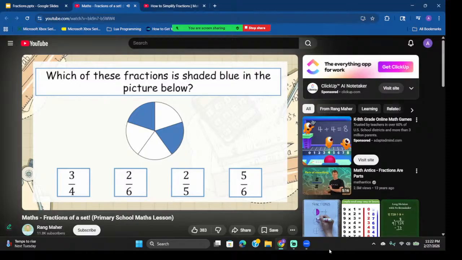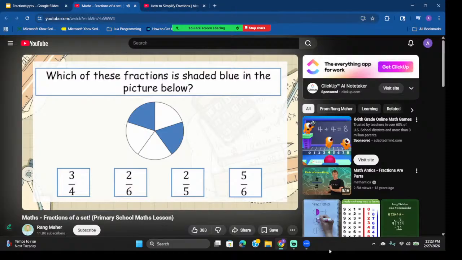Let's take a look at a different shape that's been shaded. Here we have a circle, and below there are 4 answers that could possibly be correct. Only one of them is right, though. Can you pause the video and see if you can figure out which of these fractions is shaded blue on the picture above? Remember, the top number in a fraction tells us how many shaded pieces there are. The bottom number tells us how many pieces there are altogether. Use this to help you solve the question. Pause the video and give it a try.